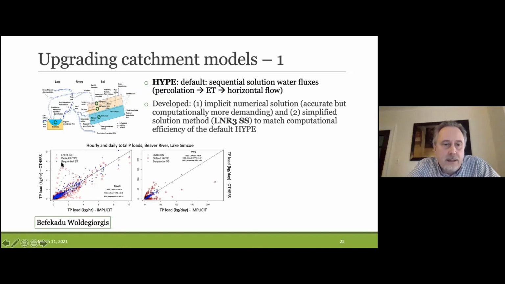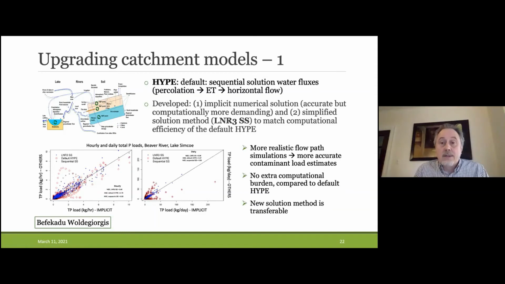You could say, well, you have some kind of weird stuff happening here, with very high loads predicted by the default HYPE method. But overall, it works kind of okay for the default method, and you even get a better match of the one-to-one curve for the simplified solution he developed. But particularly if you look at the daily loads, you can see that the high loads are significantly underrepresented by the default HYPE load.